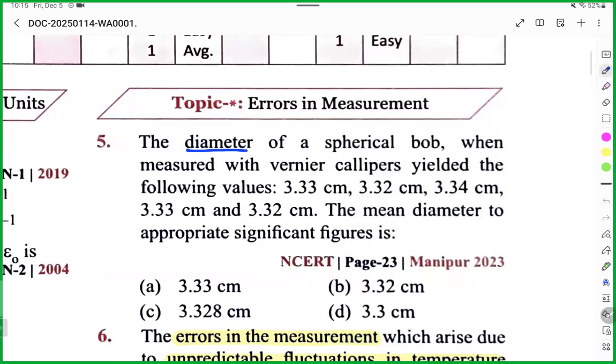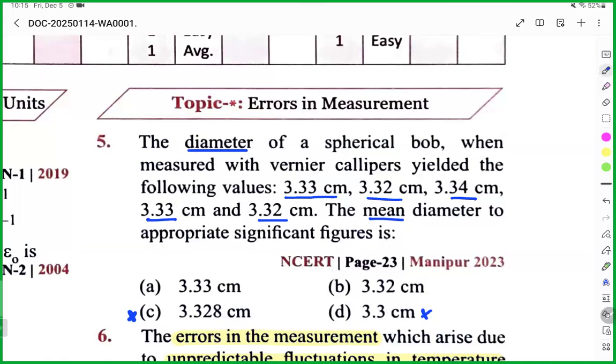The diameter of a spherical bob when measured with the vernier caliper gave these values: 1, 2, 3, 4, 5. The mean diameter to the appropriate significant figure is the average. First, you will add all the values, correct? And then the significant figure should be the same as the minimum one. What is the minimum significant figure we have here? 3. The answer should be in 3 significant figures, so this and this is not possible, right?